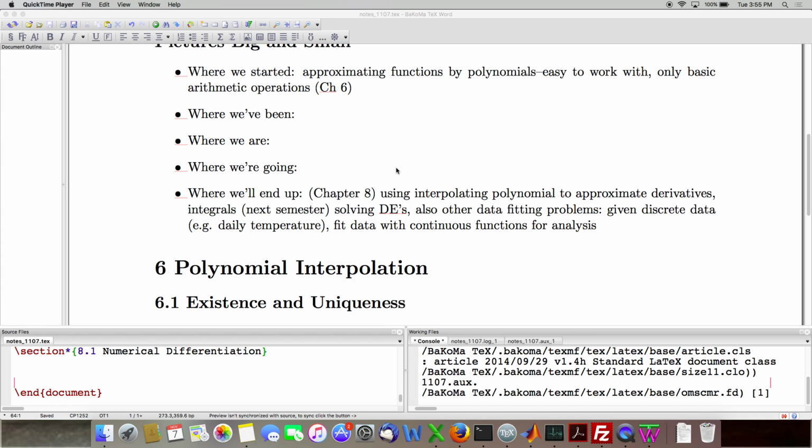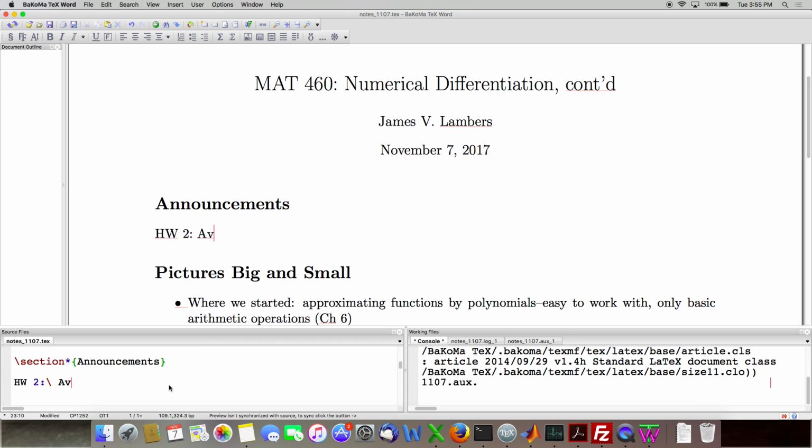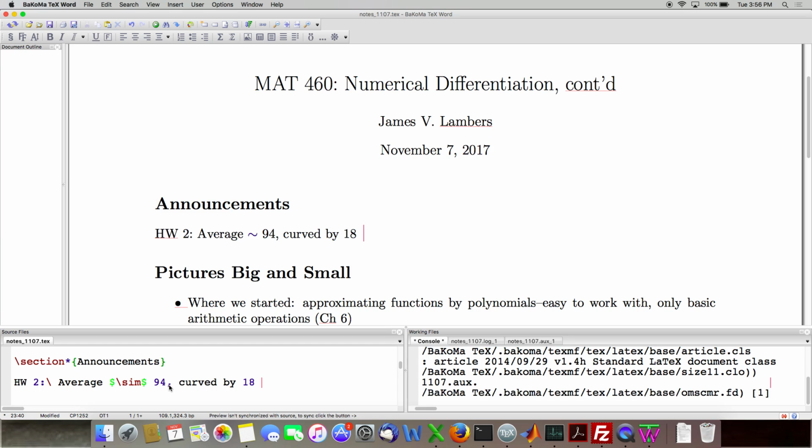Okay, so I've sent everyone, for those of you who have turned in homework, I've sent those back with wherever you lost points. So what I did with the grading for homework 2 is, all right, the average turned out to be roughly 94, somewhere in the low 90s. What I did is I curved by 18 points.